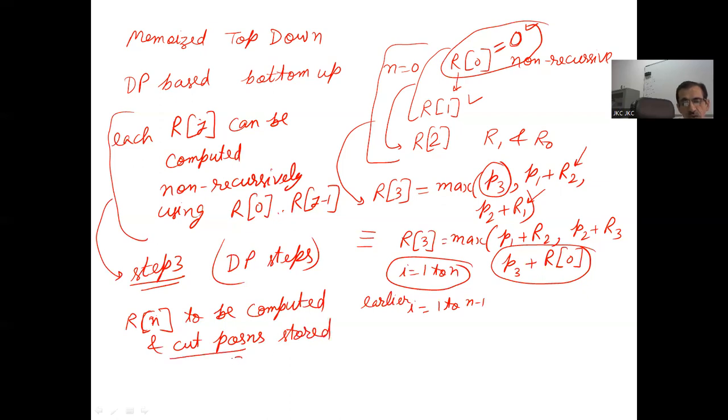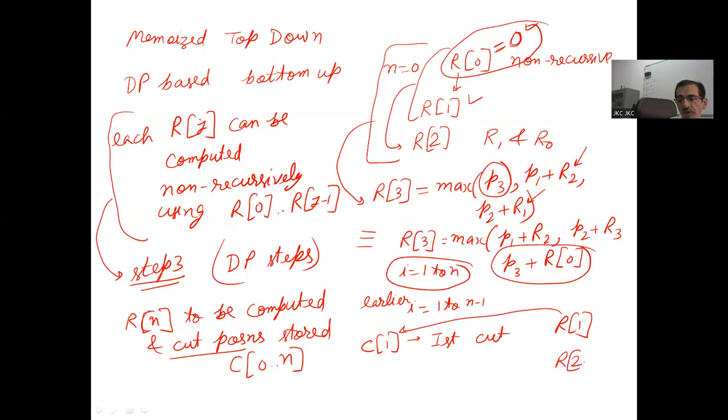So for cut position storage, you can use an array C[0..n], telling where the first cut is; say C1 will be the first cut. Whenever R1 is calculated, for the corresponding cut details you can store in C1. Similarly, corresponding to R2, wherever the cut is, you can store it. And if you want only the maximum value, that value is already being returned. Rn is the last max value already returned, so that is already available.